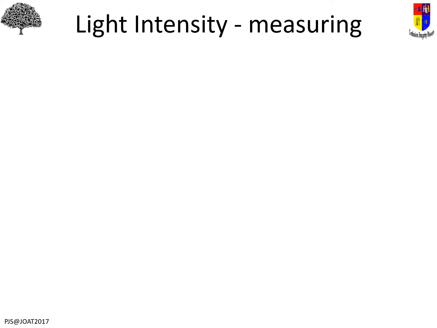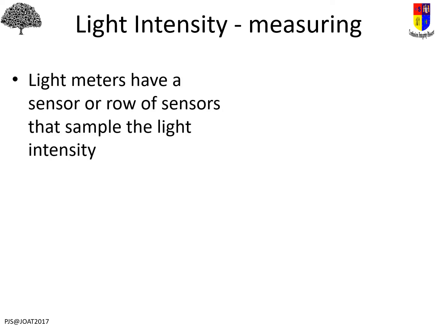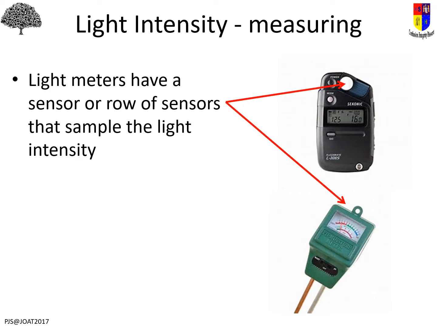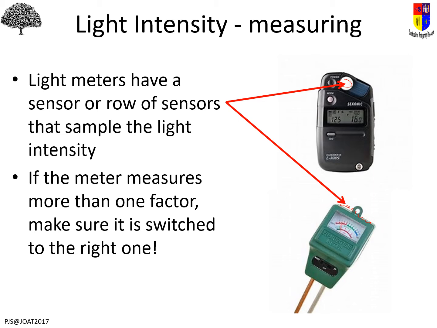So light intensity we'll start with. Basically we have light meters, and all you have is a sensor at the top, or a row of sensors. Normally along the top here you have a row of sensors, and this is the sensor to sample the light. If it's more than one factor, down here you can see there's a little switch, so you can click it to where it needs to be. This one up here is one that's commonly used in photography, and that's another reason why you would need to know light levels.